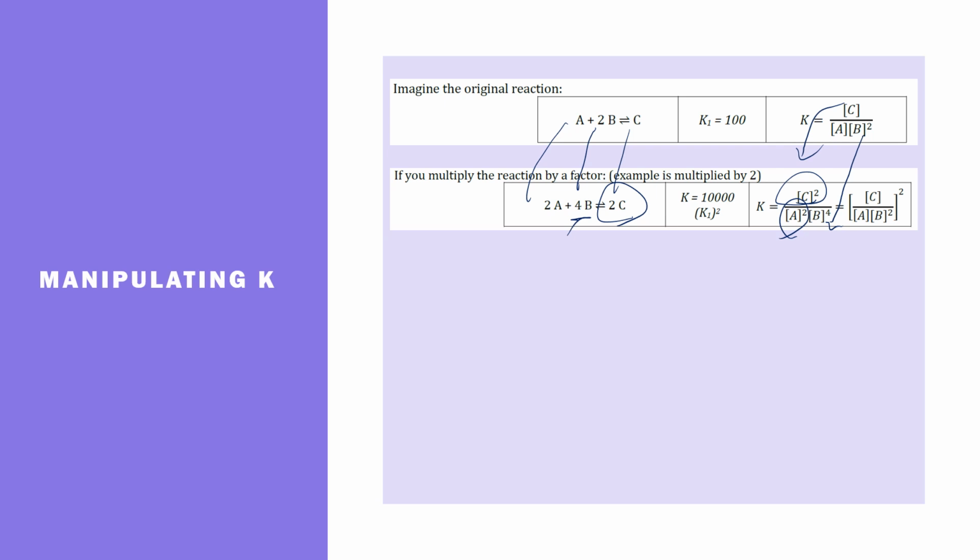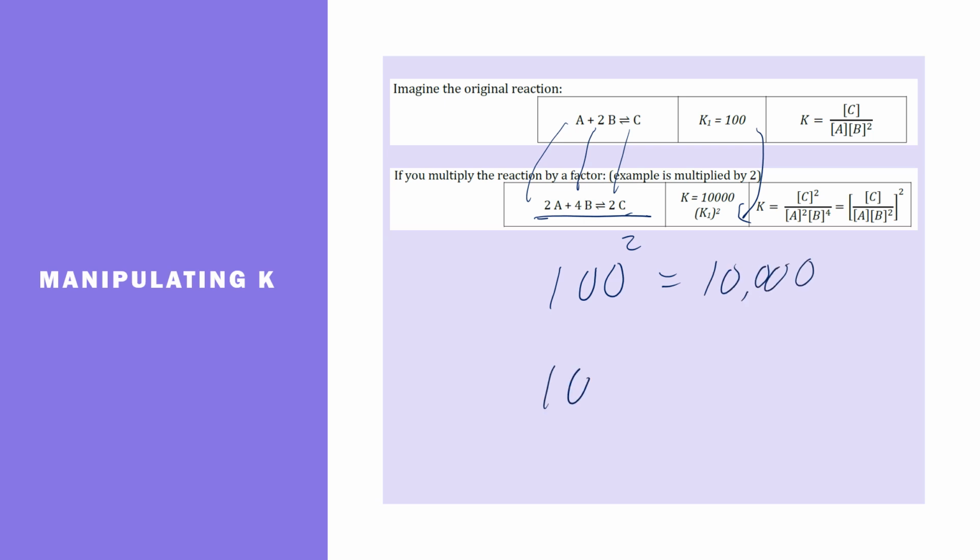And we can simplify that by saying that the whole expression is now squared because everything is multiplied by a factor of 2. And because the whole expression is squared, we also need to square our value of K. Now, any factor that you happen to multiply the reaction by, you're going to raise K to that power. So in this case, our 100 is going to be squared, which will give us the 10,000. But if you multiply the reaction by 3, then you would take K to the 3rd power. And that would be your value for K.